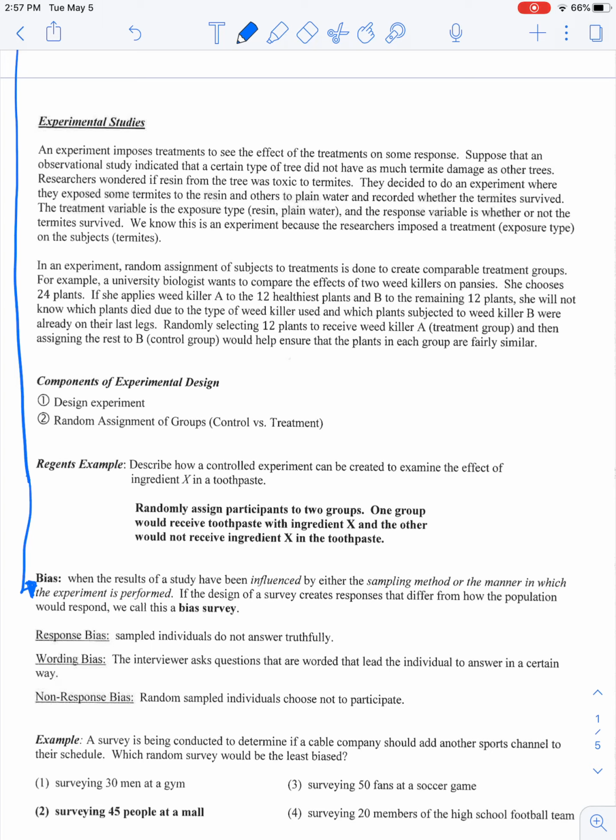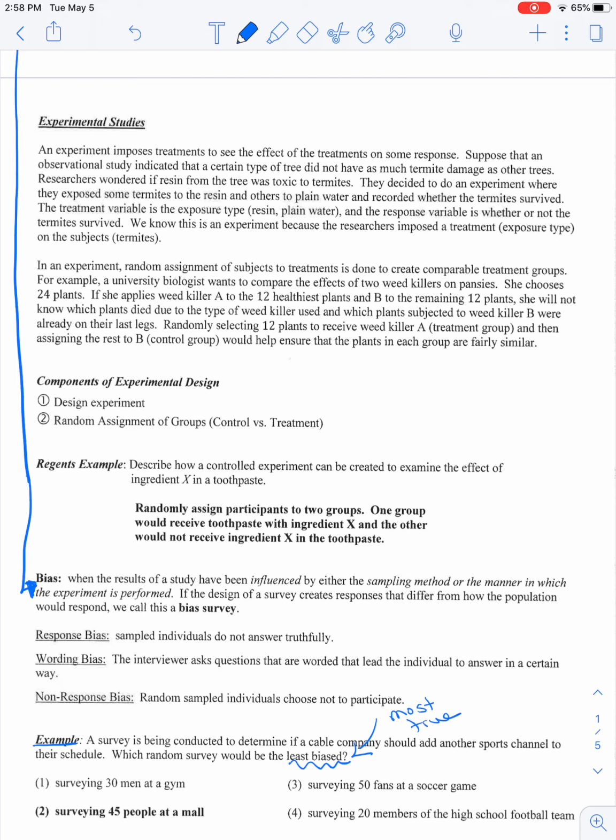The easiest way to describe this to you, I think, is through an example. So if you looked at this example down here, a survey is being conducted to determine if the cable company should add another sports channel to their schedule. We want to know which survey would have the least bias. So least biased would mean that it's the most true or most indicative of how the entire population would respond.